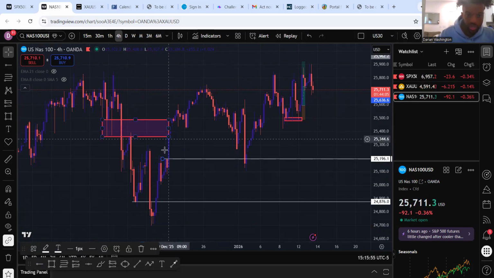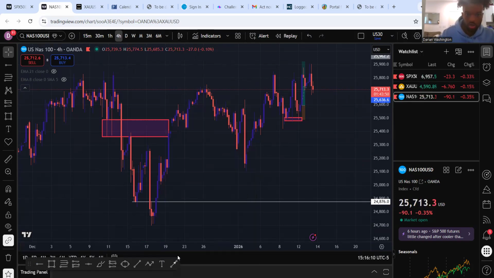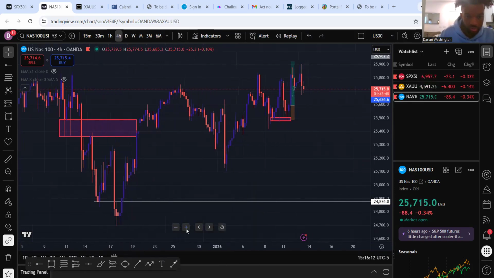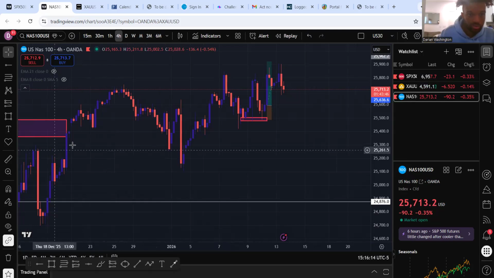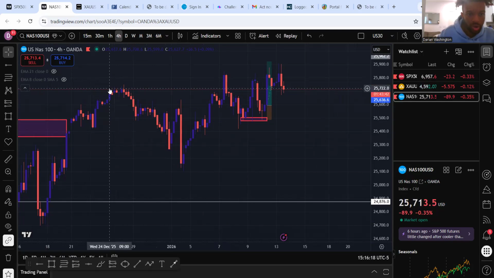It failed, and as you can see, lower high, it failed, it broke above: high, higher low, higher high. Now we're bullish on the daily, on the 4 hour. We're bullish on the daily, and now we're bullish on the 4 hour. High, higher low, higher high. My higher high is right here. My higher low is right here.